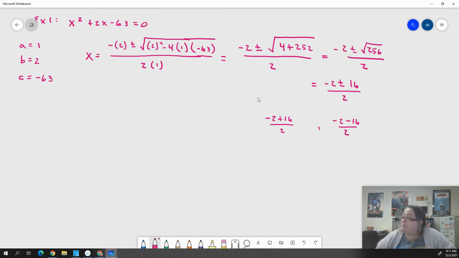Are these my answers? We go -2 plus 16. Well, -2 plus 16 is 14. Divided by 2 is 7. -2 minus 16, well, that's -18. Divided by 2 is -9. So our x equals 7 and -9. Make some sense? That was a nice problem, right? It broke down really easy.